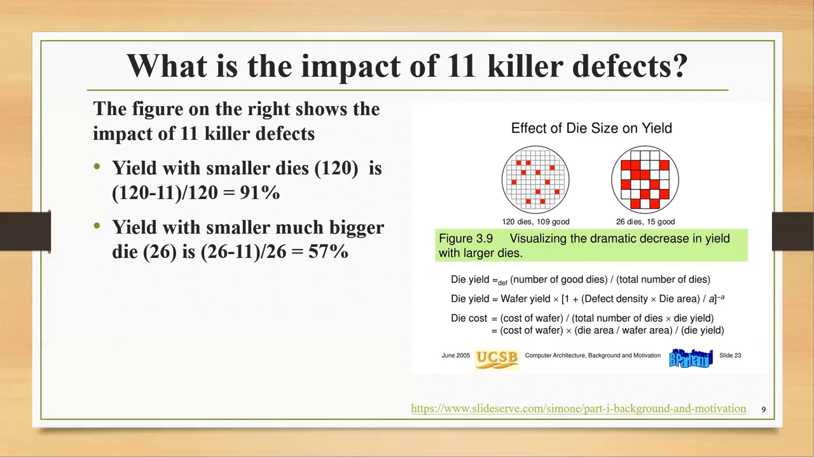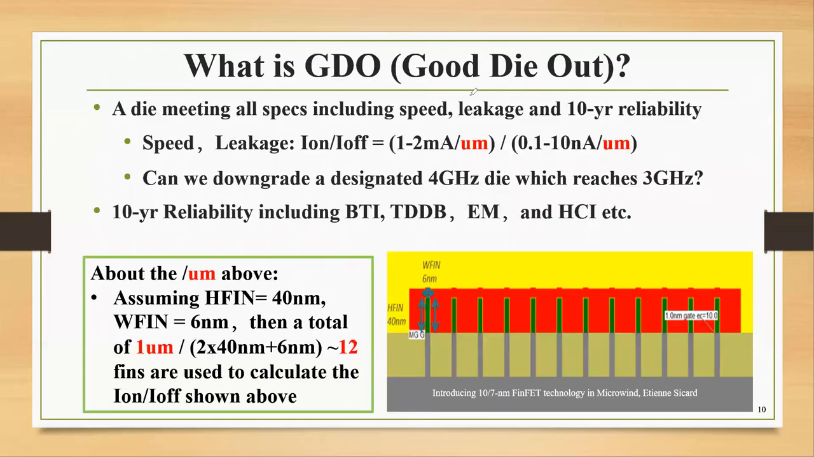I keep mentioning good die. What does it mean, a good die? There are many criteria, so let's focus on a few important ones. A good die means meeting many specs. Here you need to make sure you have enough speed, low enough leakage, and a 10-year reliability. The speed and leakage are determined by the I on and I off, which you will see from the reports is 1 to 2 milliamp per micron, and the leakage will be 0.1 to 10 nanoamp per micrometer.